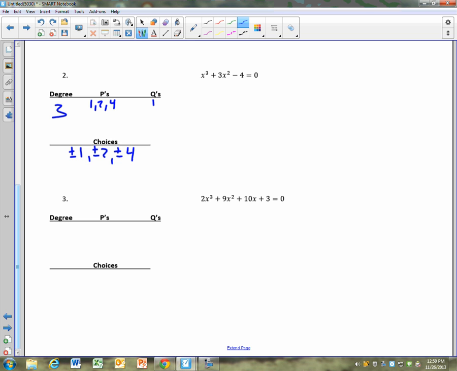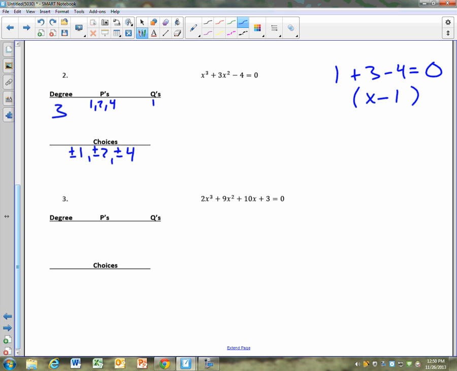Got to find one that works, because I don't know how to factor that, and neither do you. What would you like to try? Try 1. 1 cubed is 1, plus 3, minus 4 is 0. So it worked. So what's a factor? If 1 worked, what's the binomial that's a factor? X minus 1 is my factor.